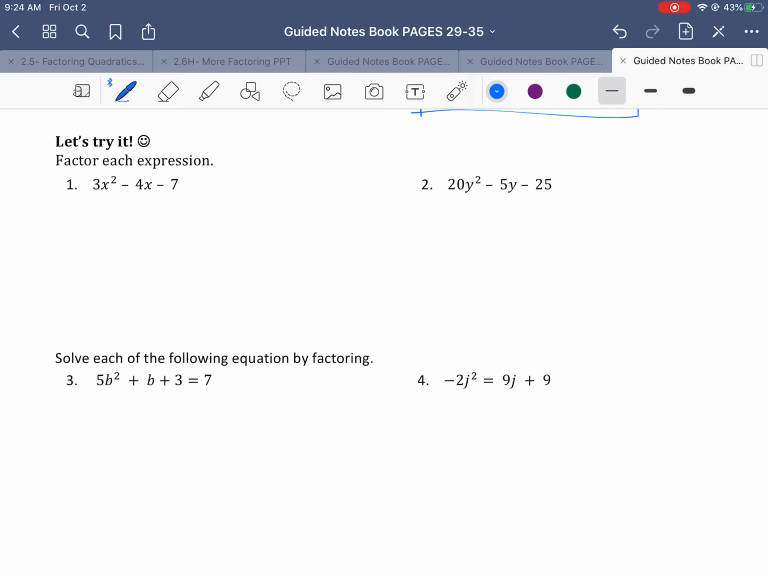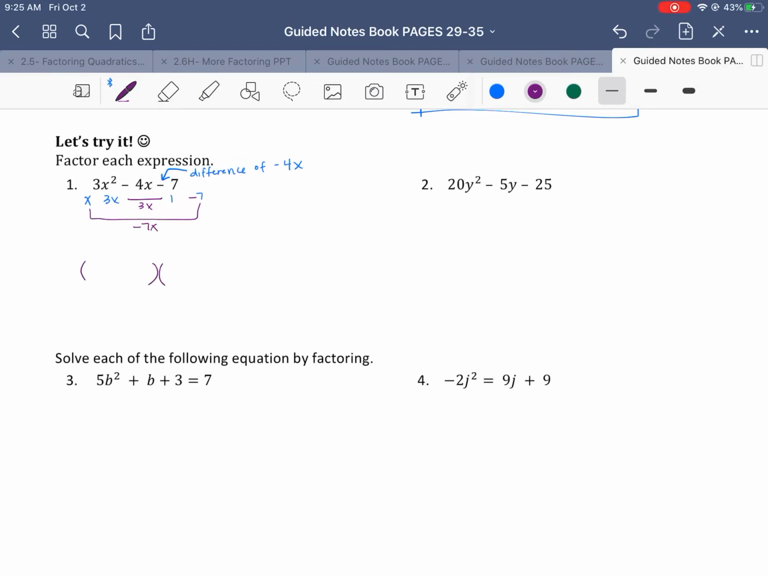Again, if you haven't stopped and tried these, go ahead and do so. We look for a greatest common factor. There's not one on number 1, so I'm just going to list out, this could be x and 3x, and this would be 1 and 7. Notice here I have a negative, so I'm going to want a difference of the middle term, so a difference of negative 4x. So then I start to match these. Here I get 3x. Here I get 7x. That's perfect. We want a difference of negative 4, so the bigger value needs to be negative.